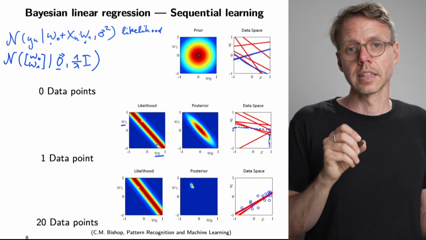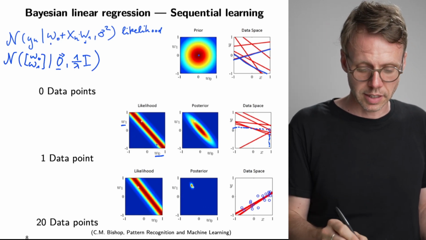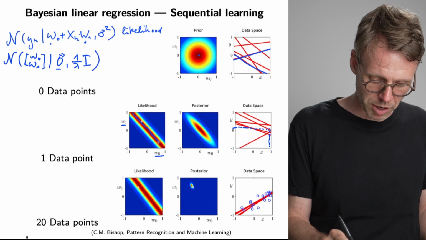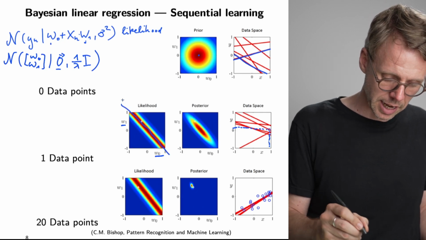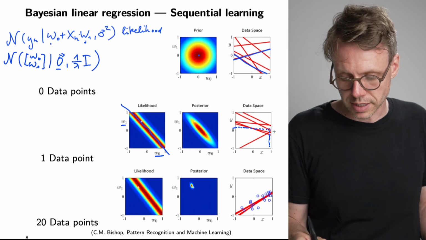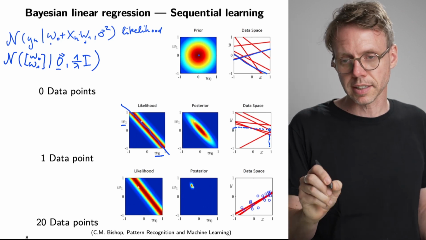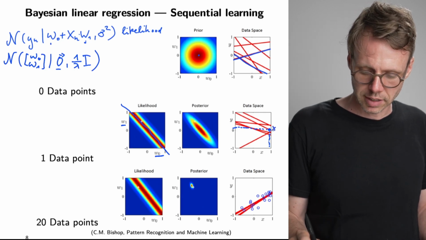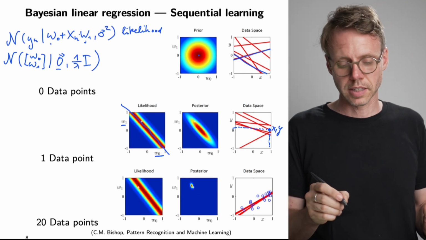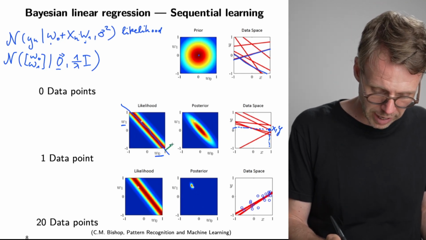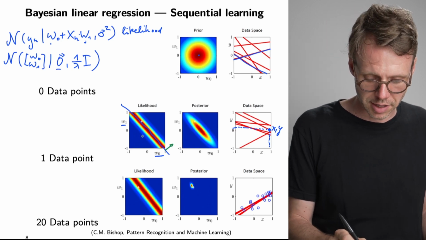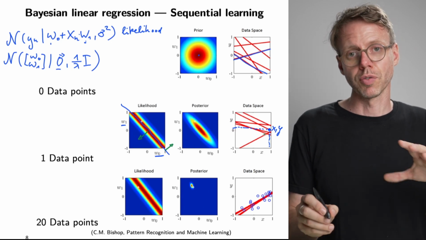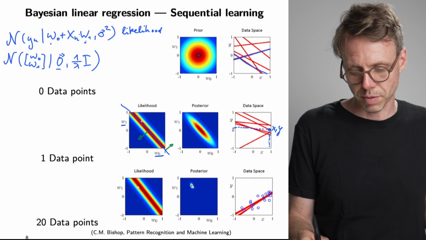And the reason that it looks like that is that the pairs of W0, W1 that lie on this line here would be the ones that would create a function that would exactly pass through our point x, y. Whereas if we move away from this diagonal line, either in this direction or in this direction, we would produce lines that go further and further away from this point here.